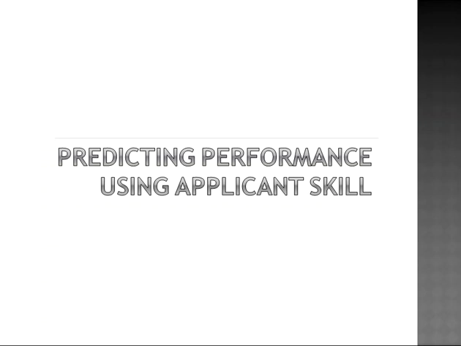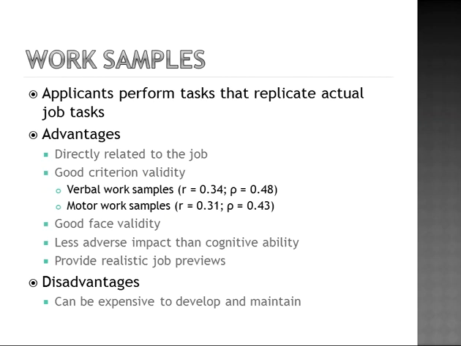Predicting performance using applicant skill. We have work samples. Applicants perform tasks that replicate actual job tasks. Advantages, directly related to the job, good criterion validity, good face validity, less adverse impact, and provides a realistic job preview. These are great. Why don't we do them all the time?